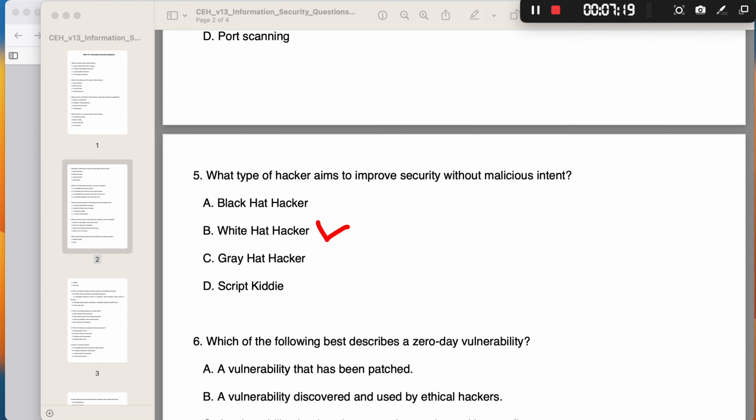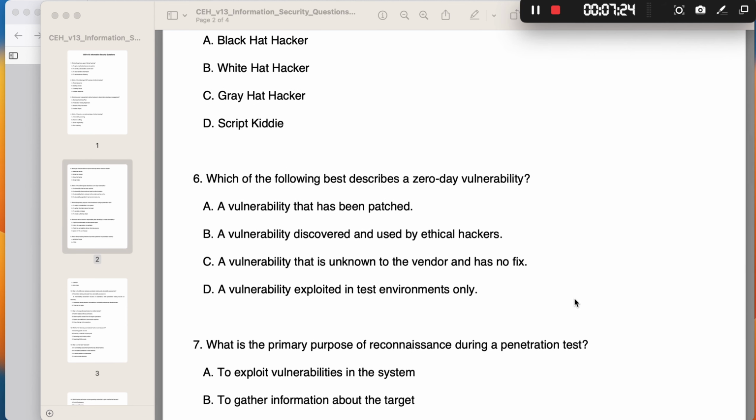Now let's move to question number 6: which of the following best describes a zero-day vulnerability? This is something that you hear on the news quite often. What do you think the proper answer to this question is? The answer is C, a vulnerability that is unknown to the vendor and has no fix as of the time of the release of the vulnerability.